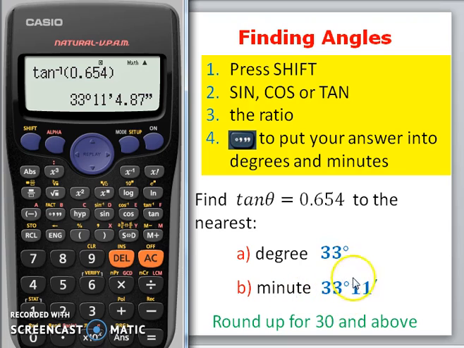So in the second one it says round to the nearest minute. So that means here's my degrees, here's my minutes, and I'm cutting everything else off after it. Now again, because that's under 30, I leave it at 11. If that was over 30, I would have had to make that 12. And that's how you write it. Okay, can you pause the clip please and write down the notes on this screen here?